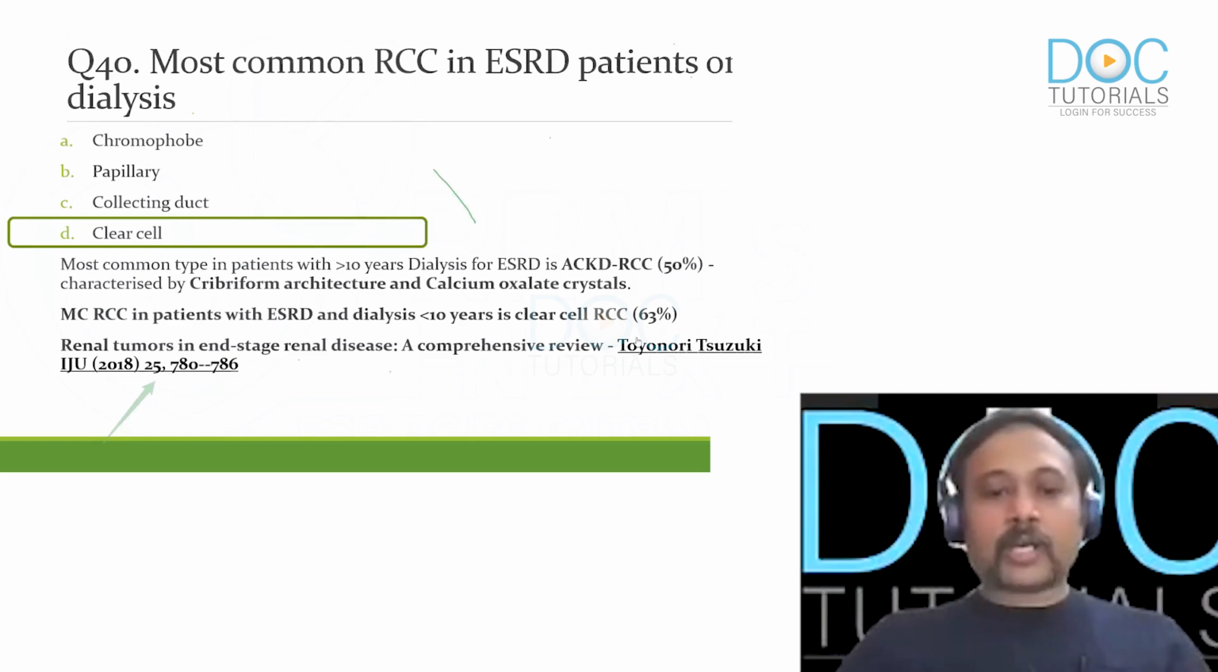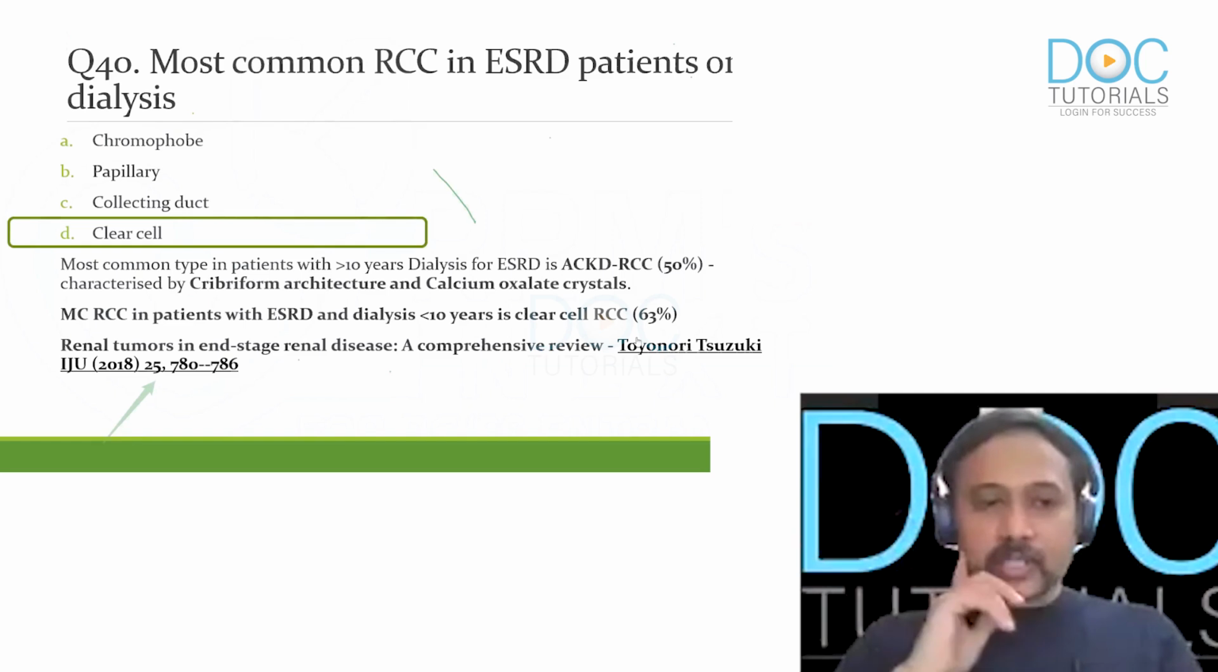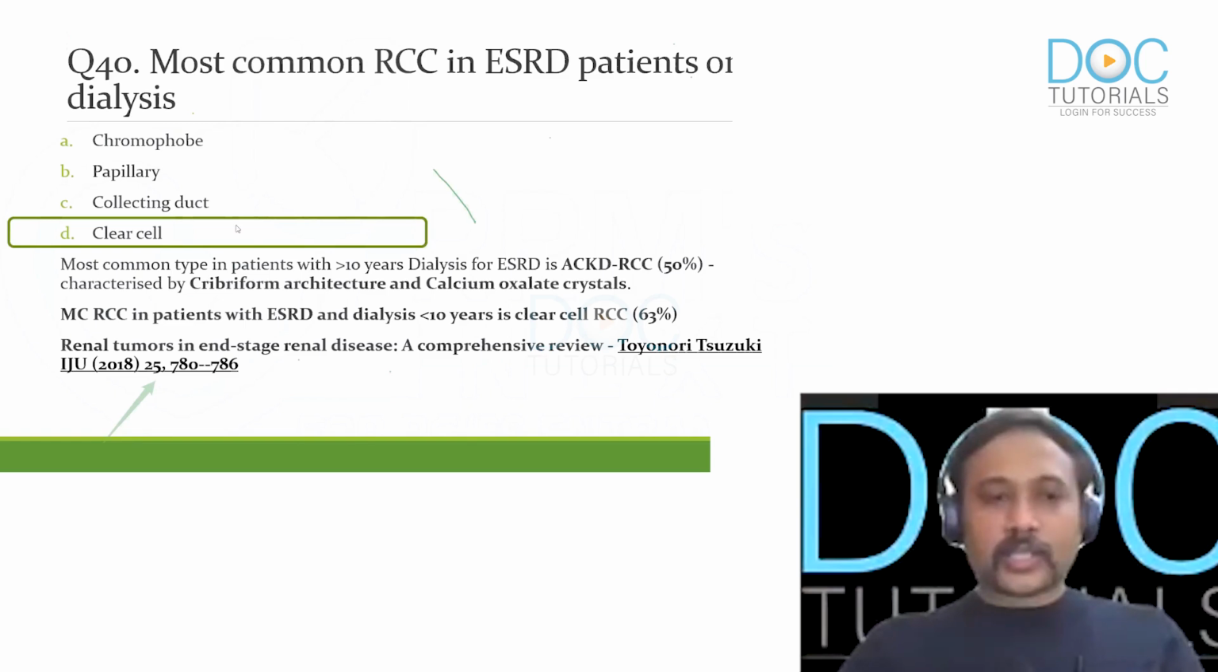There were some articles which also quoted the papillary RCC, but if you look at the number of patients in most other articles and texts that I could go through, the answer that matched everything was the clear cell RCC in this particular option. If we have the option of ACKD type of RCC, then that is the best option. If not, then it has to be the clear cell RCC.